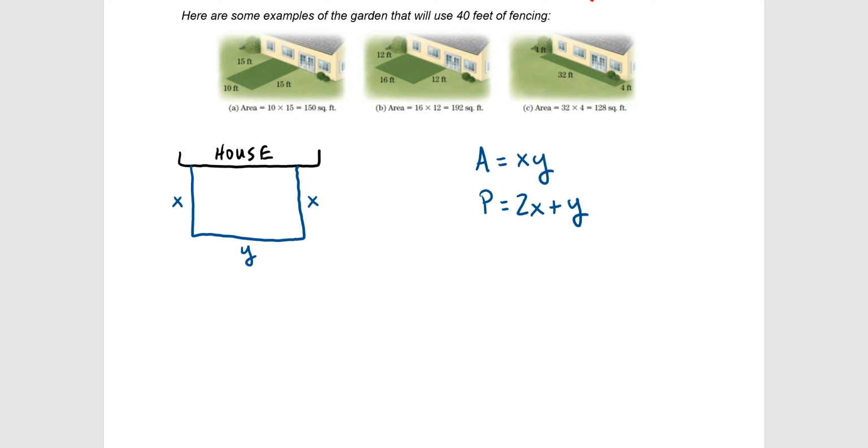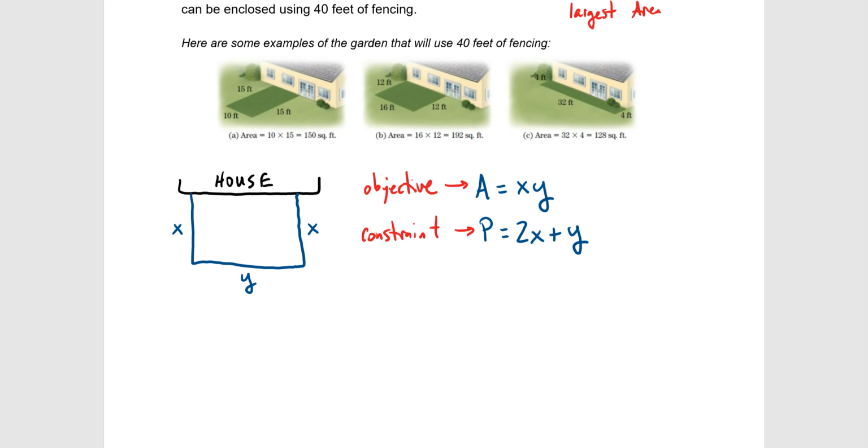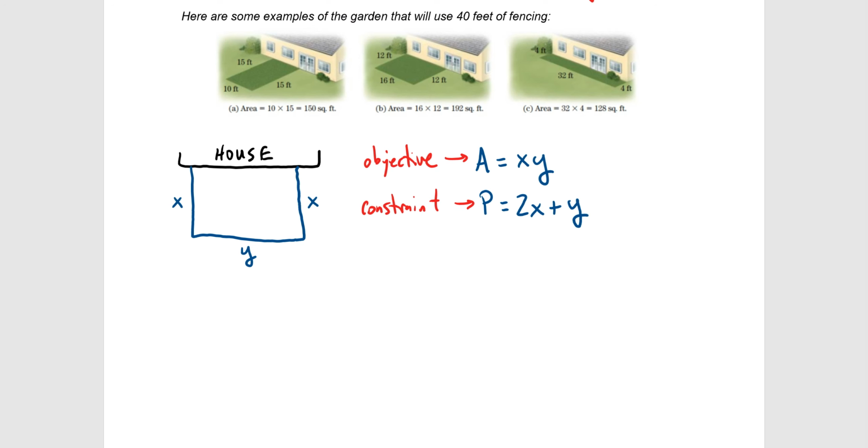We know that our area formula is going to be our objective equation because we're trying to maximize the area. And then we also know that our perimeter equation is the constraint equation because we're told that we can only use 40 feet of fencing. That's the constraint, that is the limit. So we can rewrite this as 40 equals 2x plus y.